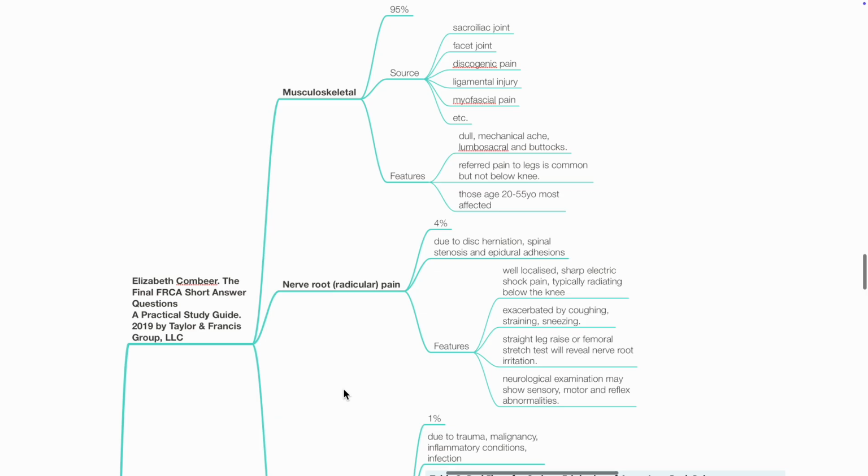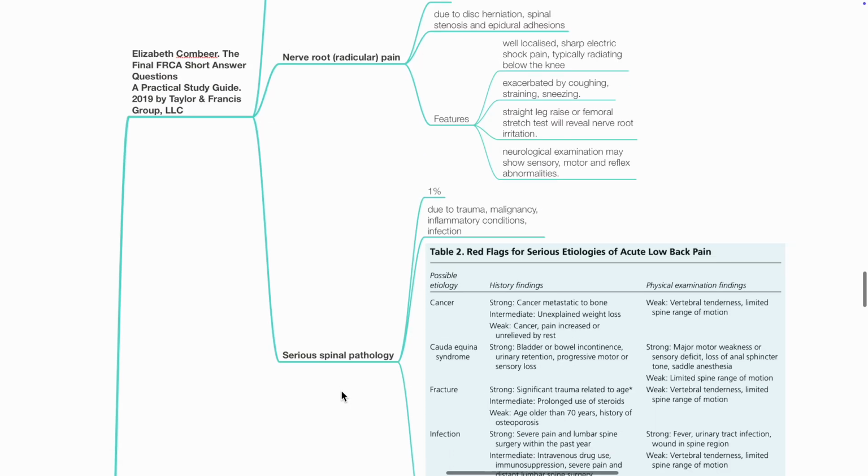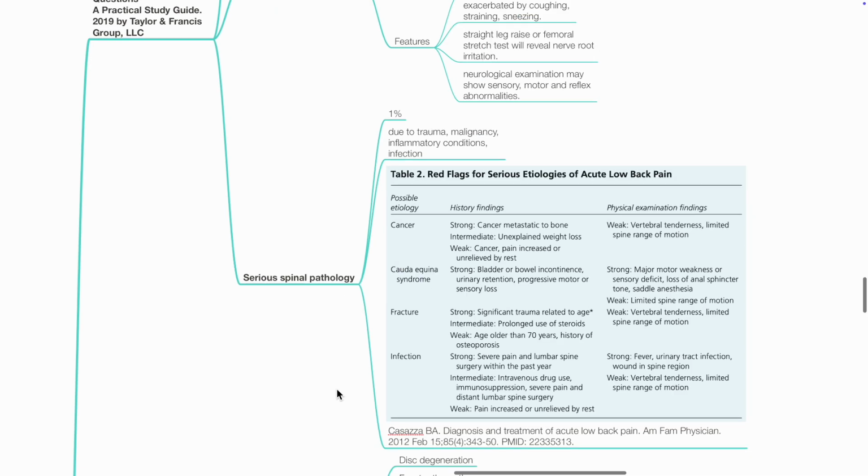Nerve root or radicular pain is due to disc herniation, spinal stenosis, or epidural adhesions. Features include well-localized sharp electric shock pain, typically radiating below the knee, exacerbated by coughing, straining, or sneezing. Straight leg raise or femoral stretch test will reveal nerve root irritation, and neurological examination may show sensory, motor, and reflex abnormalities. Serious spinal pathology examples include cancer, cauda equina syndrome, fracture, and infection. Their associated red flags are illustrated in this table.